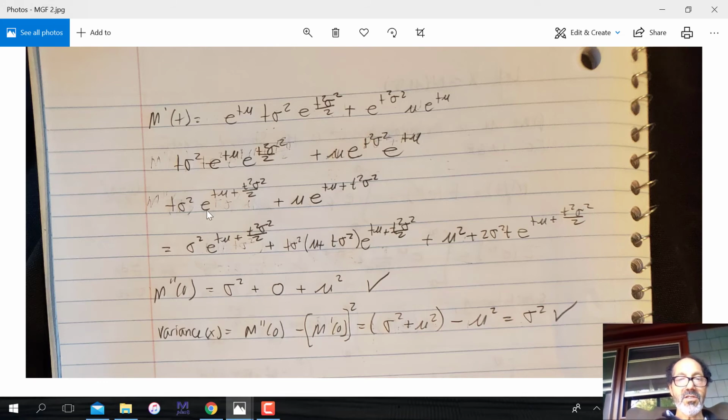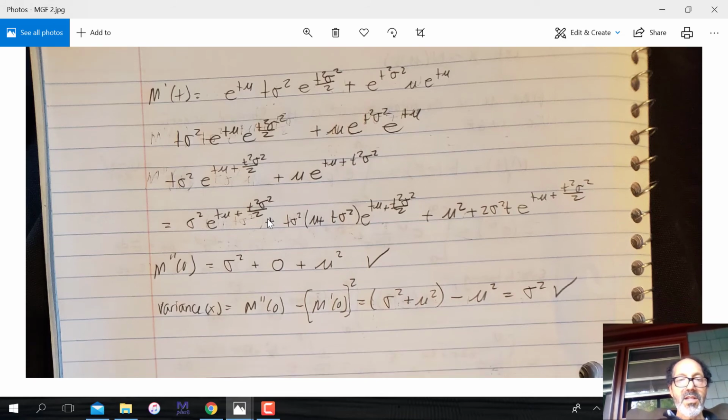Have a good eraser. So it's t mu plus, because these are two exponential functions, we can just add the two powers together. So e to the t mu plus t squared sigma squared over 2 plus, well, we can just add these two powers together. We got mu times e to the t mu plus t squared sigma squared.